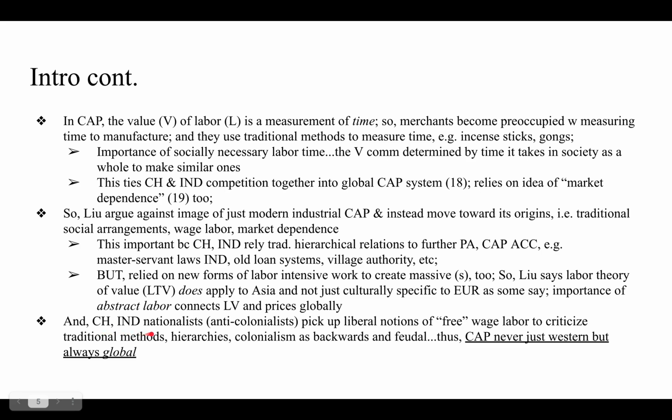And in China and India, different nationalist groups or anti-colonialists pick up on liberal notions of free wage labor to criticize traditional methods, hierarchies, and colonialism as backwards and feudal. So they borrow these liberal ideas, which also advocate liberal capitalism as well. It's not just an anti-colonial, nationalist movement, but also a modernizing movement, and their understanding of modernity is equal to liberal capitalism, basically.